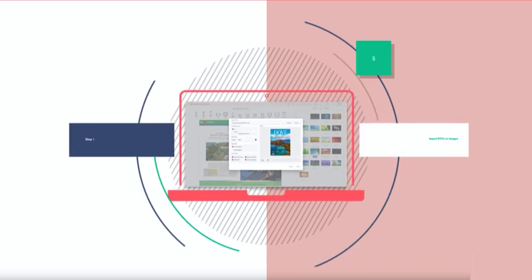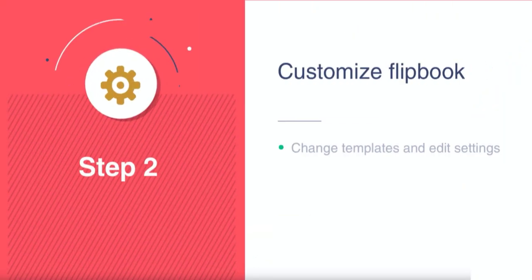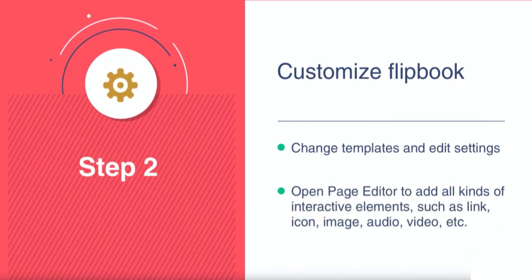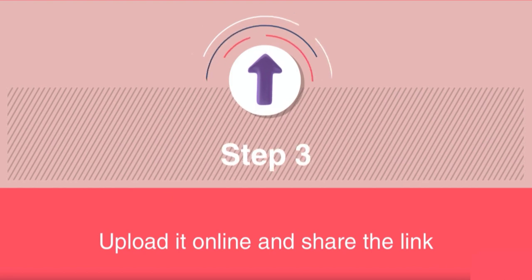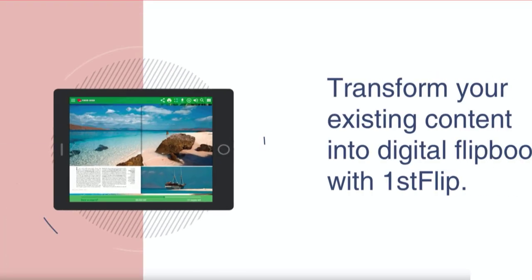Step 1. Import the PDF you want to convert. Step 2. Customize the appearance and add interactive elements. Step 3. Upload your HTML5 flipbook, share the link or embed the flipbook on your website.